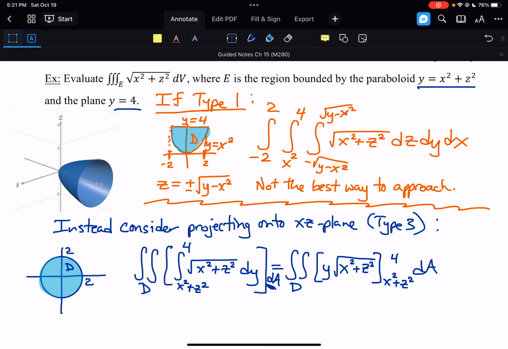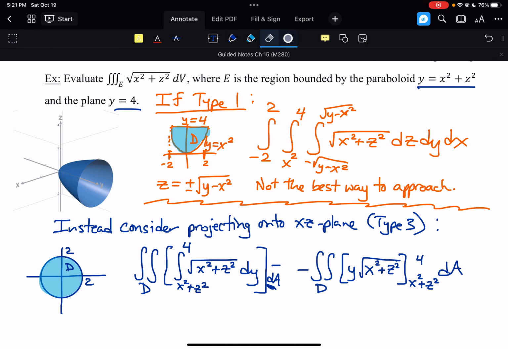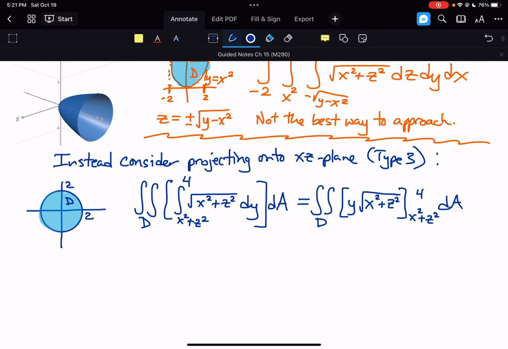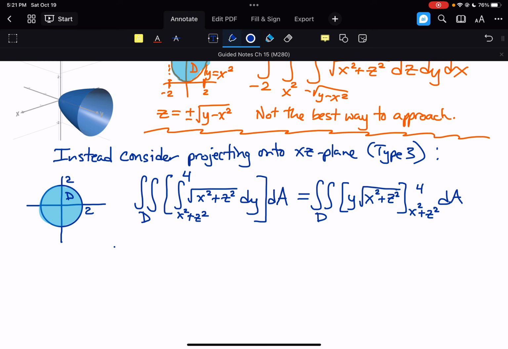Actually, I'll just move all of this. All right. Do the evaluation here. We get the double integral over D of (4 minus (x squared plus z squared)) times the square root of x squared plus z squared dA.